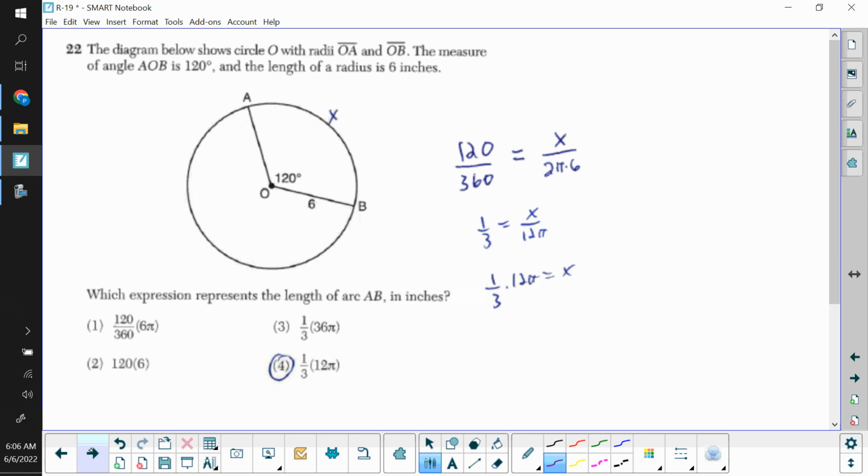This one, they want the arc length. So we have our angle 120 over 360. And then we have our arc, which we don't know x, over our circumference 2 pi r. When we cross multiply, notice they don't have them multiplied out. So a lot of people I saw when they did this ended up getting 4 pi, which is great. And then that rules out choice 2 because it doesn't have a pi. And then you can just multiply the non-pi parts to see which one gives you 4 pi, which that ended up being choice 4.